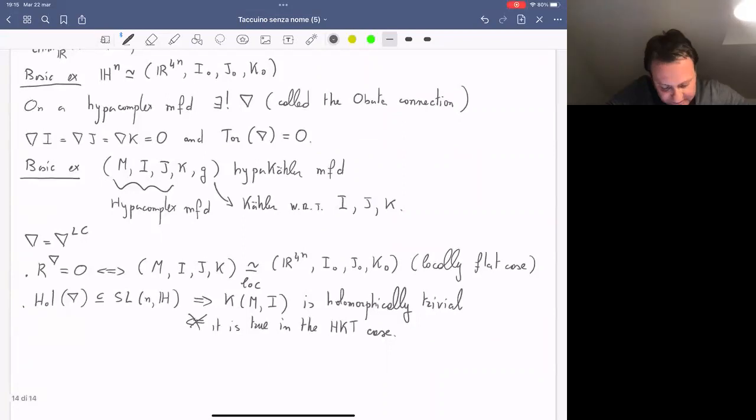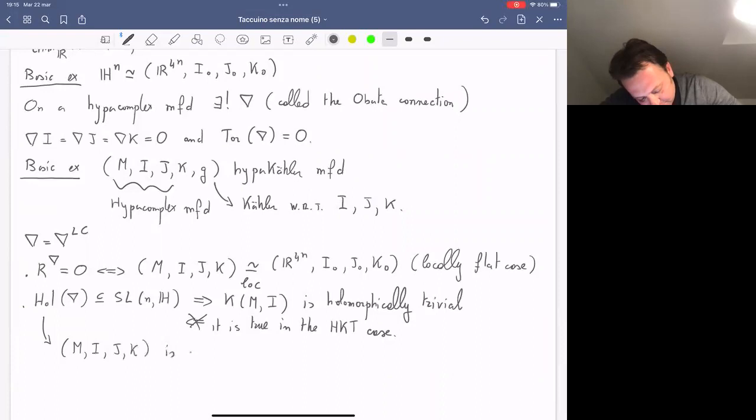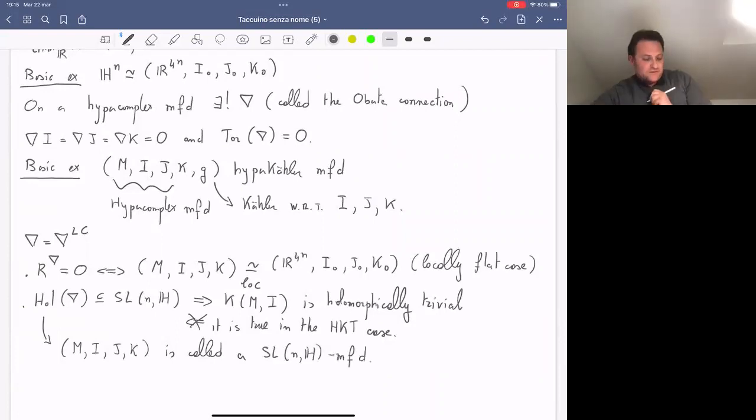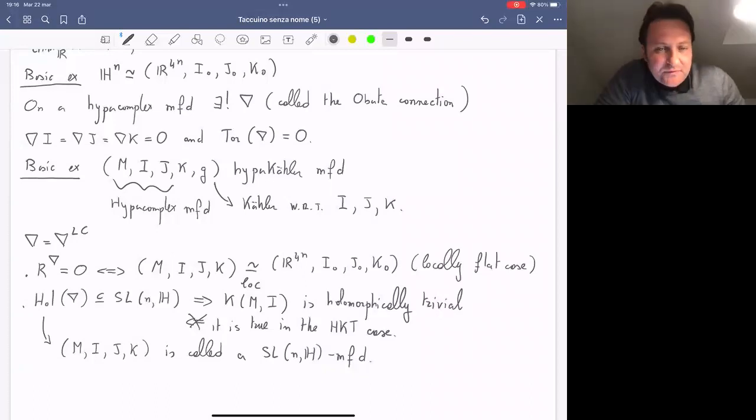And when this condition is satisfied, the manifold (M, I, J, K) is called an SL(n,H) manifold. So when I talk about an SL(n,H) manifold, I mean that the holonomy of the Obata connection is contained in SL(n,H), and this implies that the canonical bundle of one of the three complex structures is holomorphically trivial.